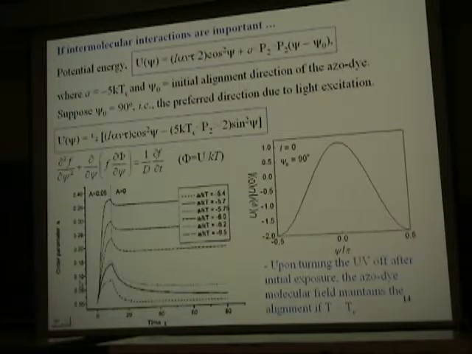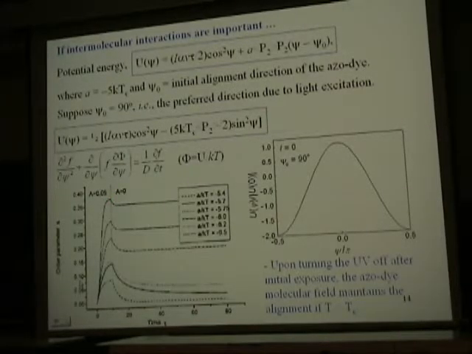is Boltzmann's constant. Now, in order to understand the meaning of Tc, we need to look at the solutions to the Smoluchowski equation, incorporating this new potential. And the solutions are plotted in here. In obtaining this solution, it was assumed that the initial azo dye alignment was random, and then at time 0, UV was turned on, and it was left on for some time before it was turned off.